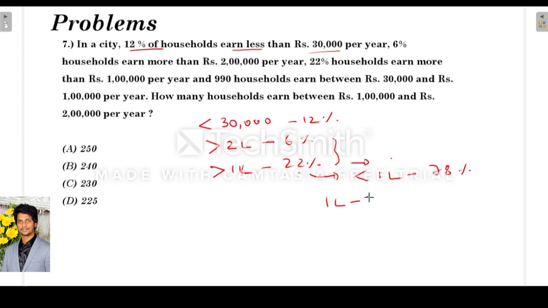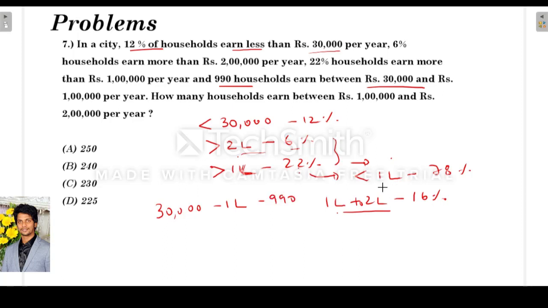And 1 lakh to 2 lakhs, it will be, see, 6% earn more than 2 lakhs and 22% earn more than 1 lakh. So between 1 lakh and 2 lakh, 22 minus 6, 16% will earn between this. So now they are telling 990 households earn between 30,000 and 1 lakh. So 30,000 and 1 lakh, 990.